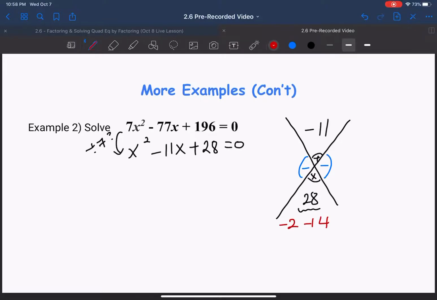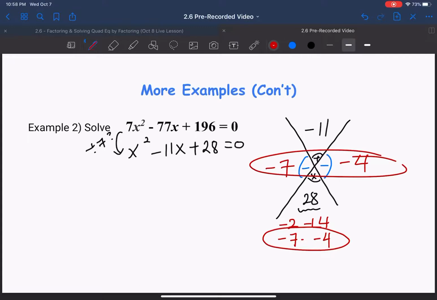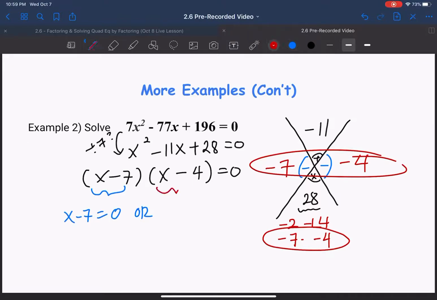Negative 2 times negative 14 is 28, but when you add, it's not negative 11. Let's do negative 7 times negative 4. Negative 7 times negative 4 gives you positive 28, and when you add, you have negative 11. So x minus 7, x minus 4 equals 0. And from here, we can say x minus 7 has to be 0, or x minus 4 has to be 0.